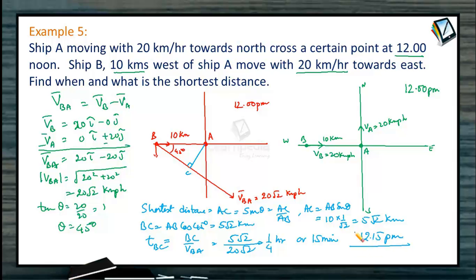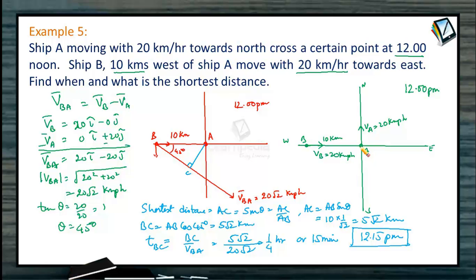12:15 p.m. These two ships are at the shortest distance. The problem is easier. Ship A is moving towards north, ship B is moving towards east, and ship B is 10 kilometers of ship A. So first step, since both are moving, it is difficult to analyze and get the shortest distance.